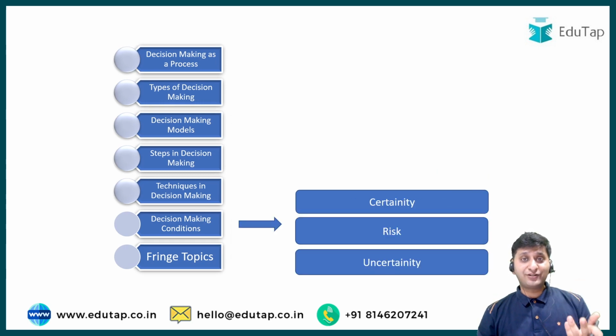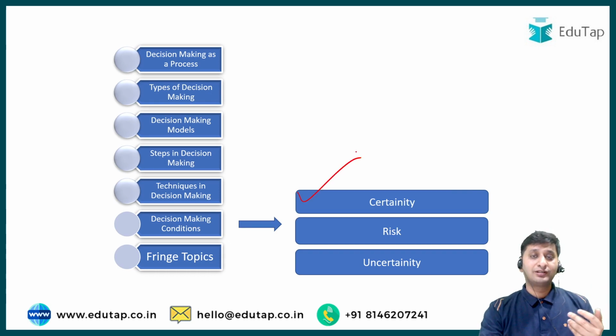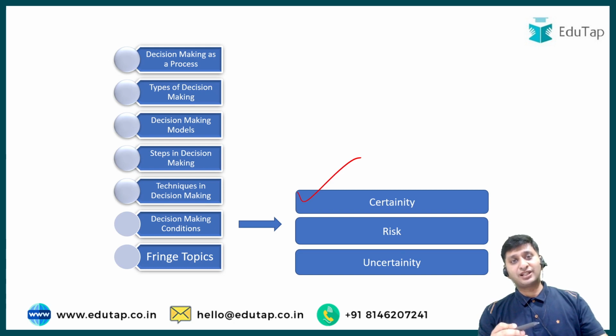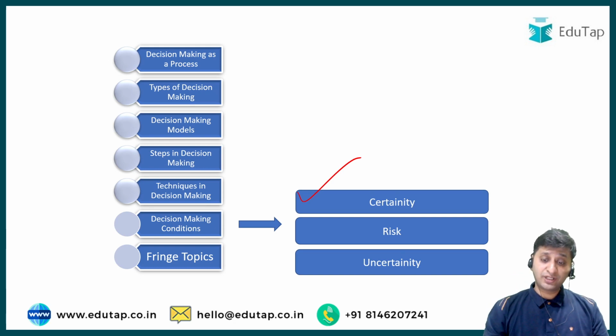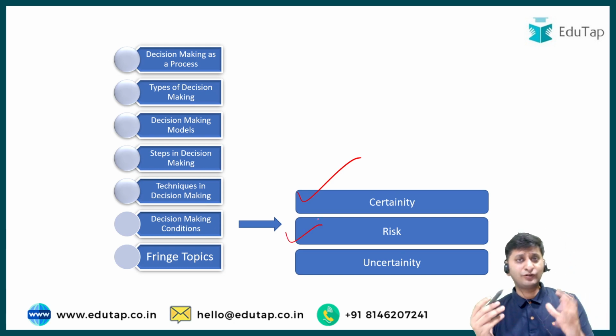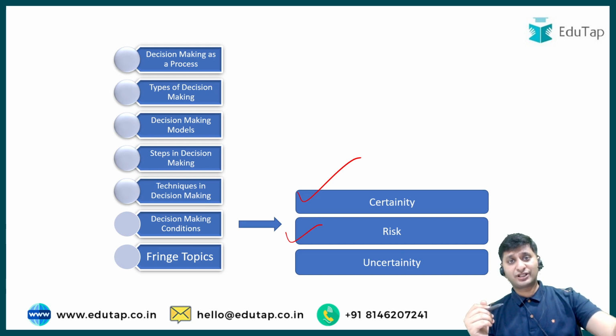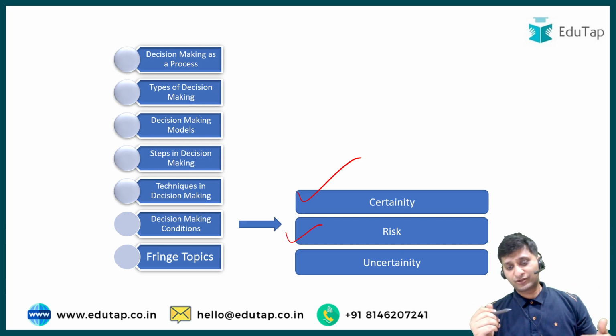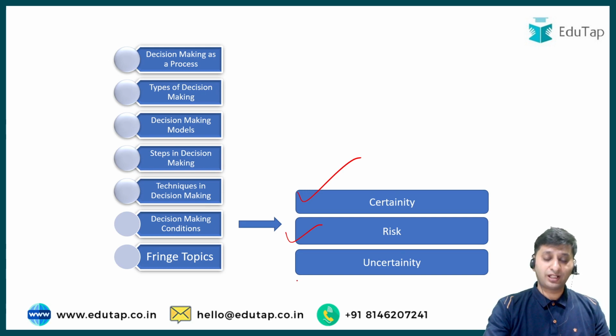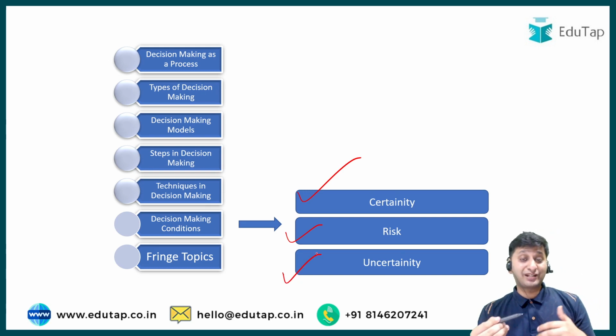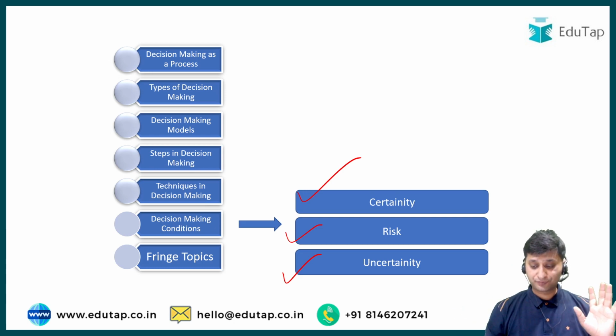Then decision making conditions. When you make decisions, sometimes you make decisions under certainty. If you are doing an FD in a bank, 6% interest will come, you have a certainty that you will get 6% interest. Sometimes you do decision making under risk, where you have probability of various events occurring and you calculate your risk and make your decisions. And sometimes there is total uncertainty, you don't know what will happen, so you make decisions under those circumstances also. Here there is a concept of maxima, minima, max min, min max. So you should be knowing all that under decision making conditions.